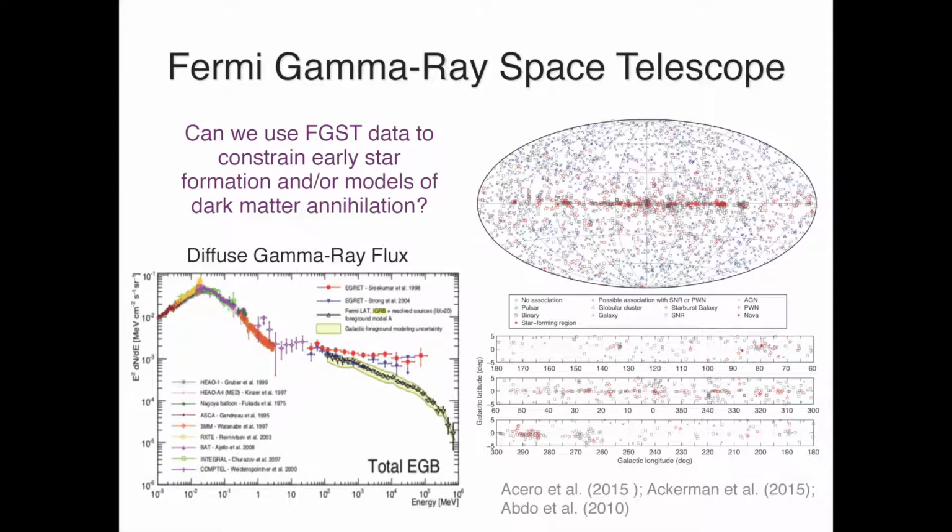So can we use Fermi-LAT data to constrain early star formation or models of dark matter annihilation? This is the diffuse gamma ray flux, and here is the 1FGL source catalog. That was from several years ago, so now we have an update. Here's the diffuse gamma ray flux on a much larger energy range, and our point source catalog now looks like this. The thing I want to draw your attention to here is that these blue dots are unassociated sources. So they're gamma ray sources that are not associated with sources in any other catalog.